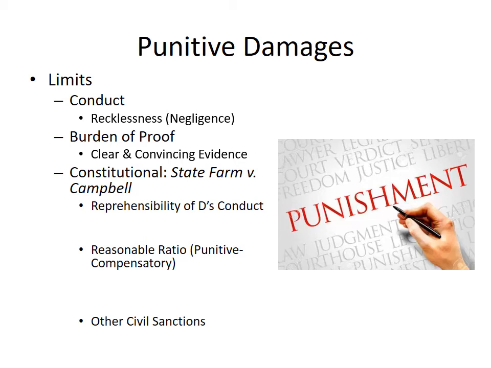But even these kinds of considerations were viewed by the United States Supreme Court as being insufficient. And so in a series of decisions, the Supreme Court has decided to come out with its own list of factors, which it has determined are indispensable to guaranteeing due process to a defendant. So the first is the reprehensibility of the defendant's conduct.